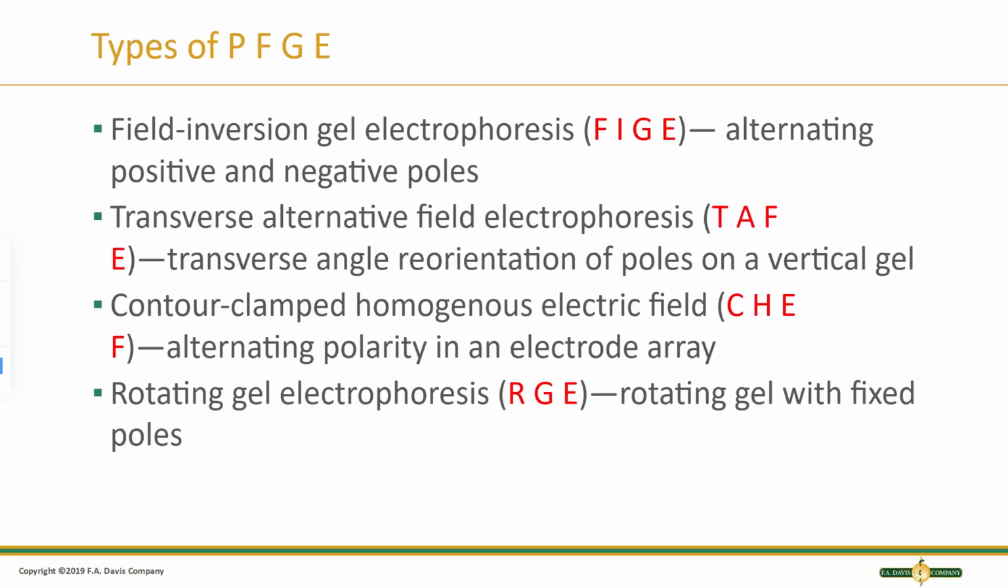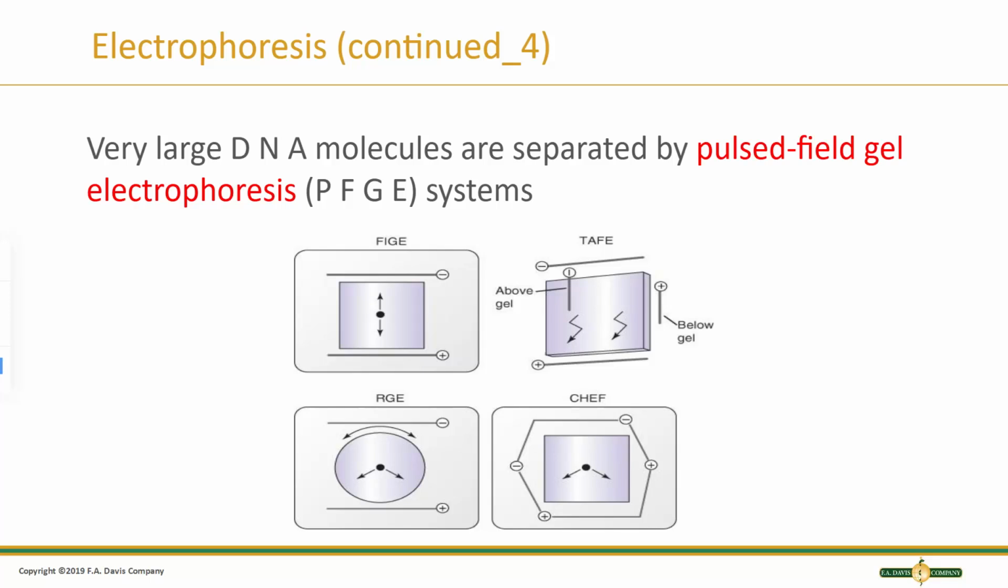So the types of PFGE: field inversion gel electrophoresis, alternating positive and negative poles. So here is a positive pole, positive down here, negative. So these will then alternate positive and negative poles. And the whole goal is to switch up the current to tweeze out the DNA bands. So DNA is going to be pulled in one direction and then pulled in another direction and slowly work its way up toward the outer edge, and that allows us to separate out those larger strands.